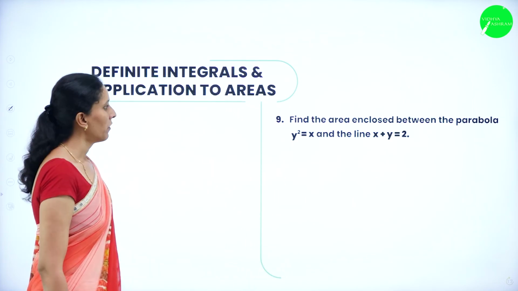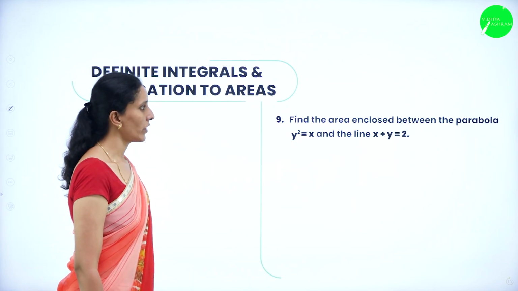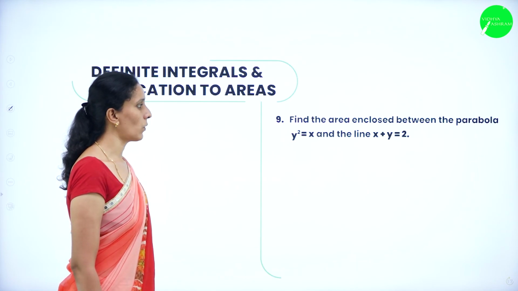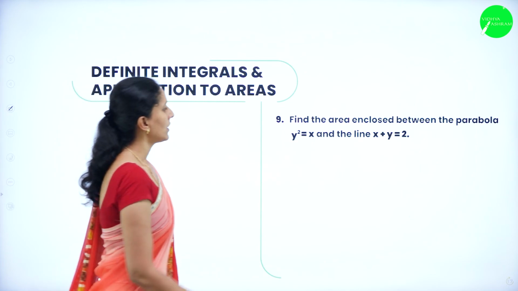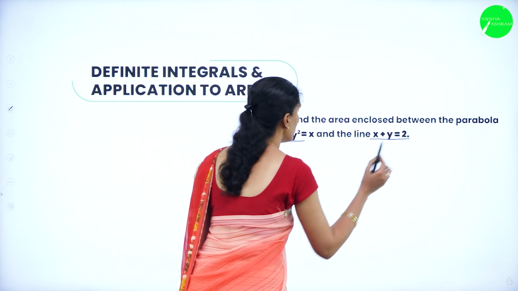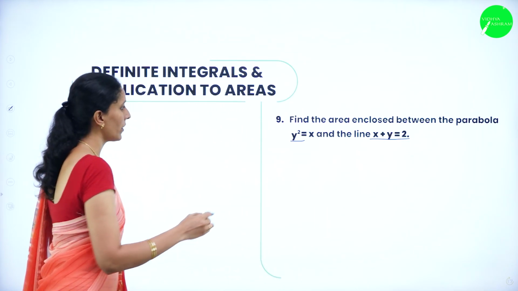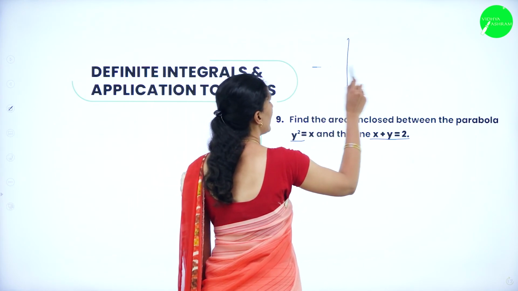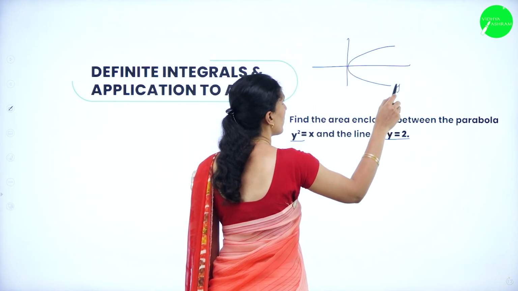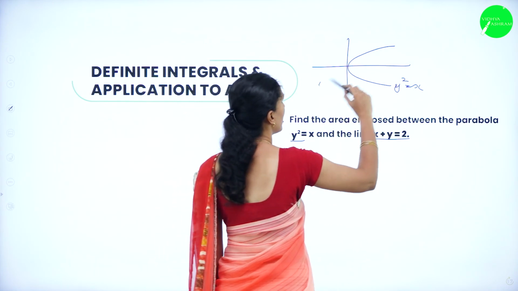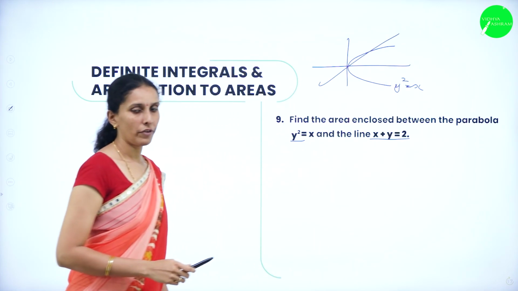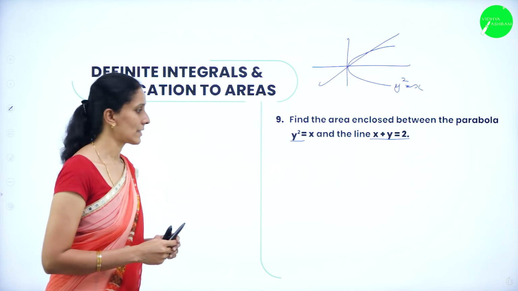Next one. Find the area enclosed between the parabola y square is equal to x and the line x plus y is equal to 2. So let us use these two equations. We have y square is equal to x. That means a right-handed parabola, y square is equal to x. Next, x plus y is equal to 2, some other line.